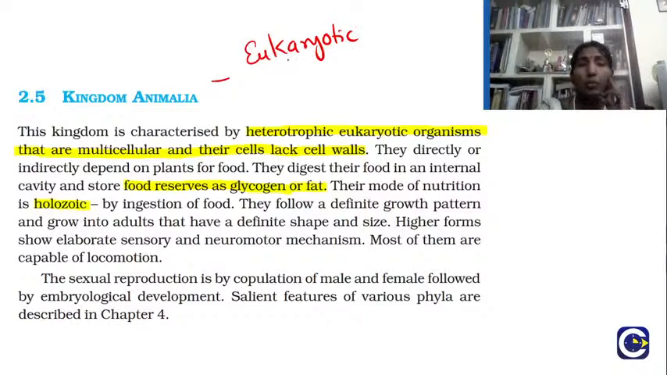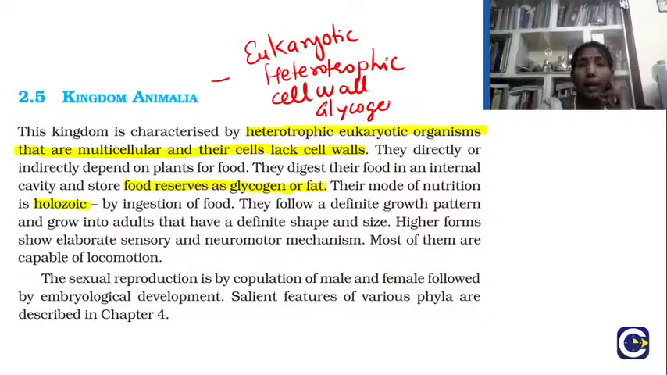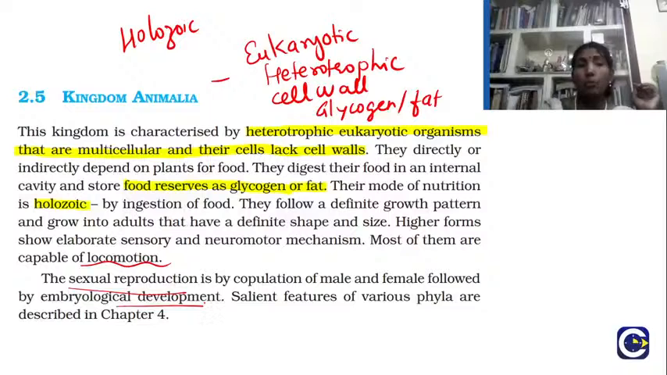So coming to these eukaryotes, they will be mostly heterotrophic, because they depend on other organisms for food. They lack a cell wall, and the reserve food will be glycogen or fat. They have holozoic nutrition. What do you mean by holozoic nutrition? That is, they ingest food. They have a definite pattern of growth, and well-developed systems, like the sensory and neuromotor systems. They are capable of locomotion, and they have embryological development, mostly sexual reproduction through embryological development.